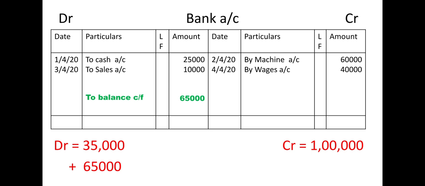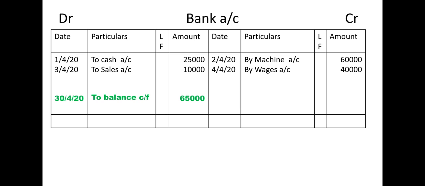Now you can see total of both the sides are equal. Yes, 1 lakh on both the sides. Now tell me which date I should write, student, in balance CF. Yes, the last date of the month for which we are doing the sum. Okay, in real life you can write 31st March, but student, remember, in our exam in 11th standard, you have to write the last date of the month. So we are doing sum of April month, so last date of April is 30. Yes, so 30 April, that is the date.